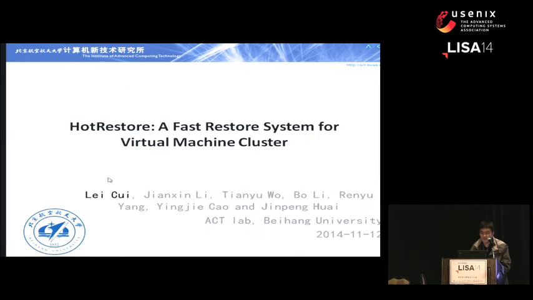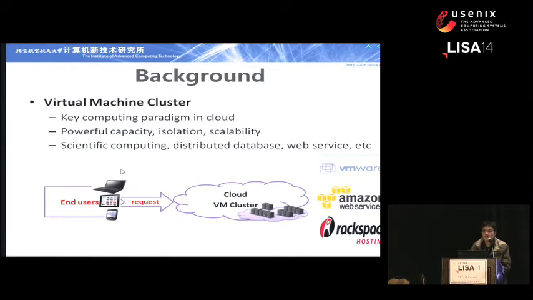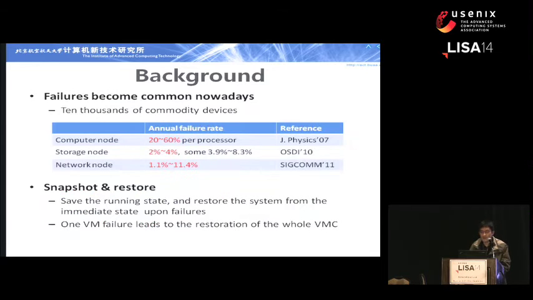Now we introduce the background first. We know that the virtual machine cluster is one key computing paradigm in cloud because it provides more powerful capacity and some other features such as isolation and scalability. But one problem in large-scale cloud is that failures become much more common nowadays because the cloud always utilizes tens of thousands of commodity devices.